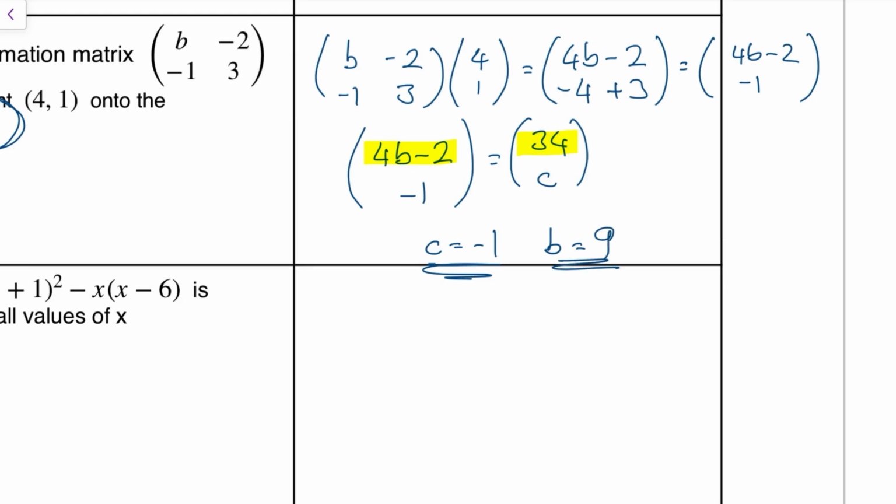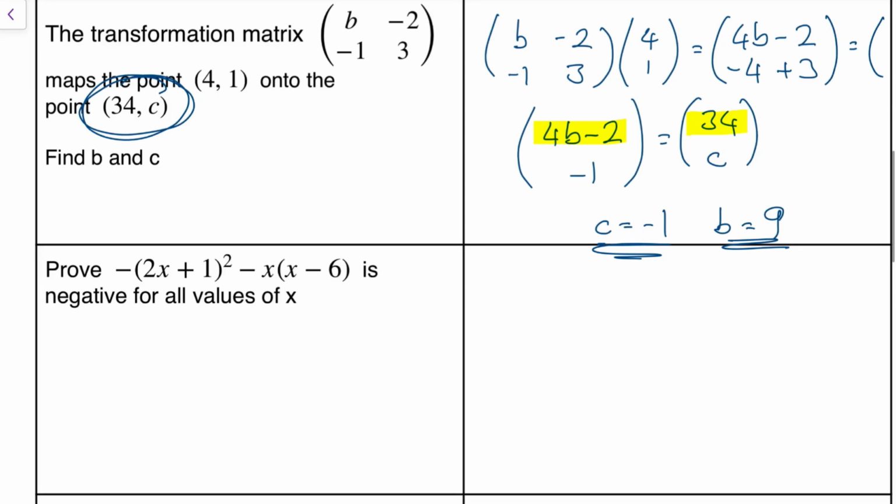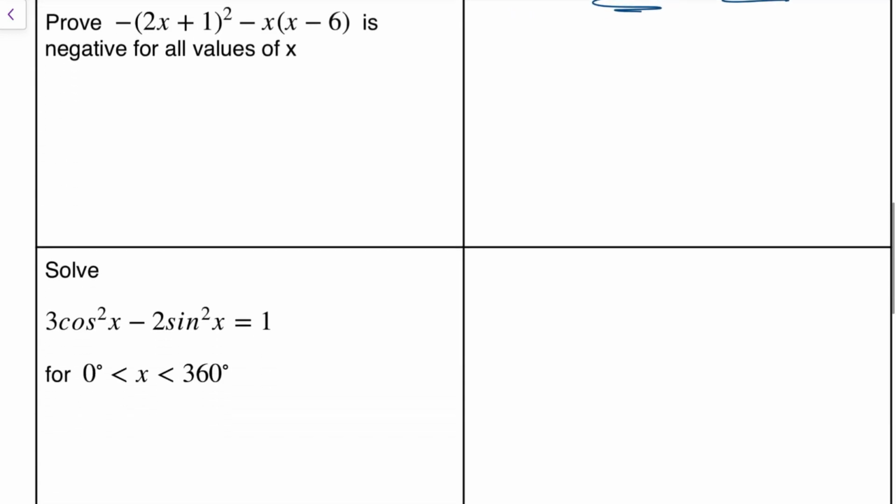Not a terrible question, quite a good sort of standard do you understand matrices question. Next question. Prove. Now, prove is maths code for I need to see some good maths that make it very clear you understand. This thing here is less than 0 for all values of x. Okay, so let's just work it out and see what happens.